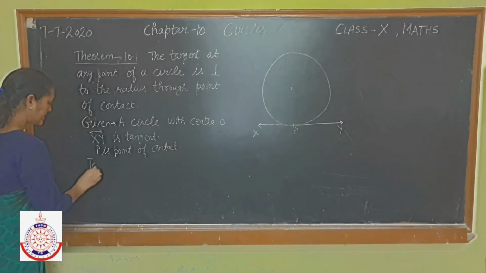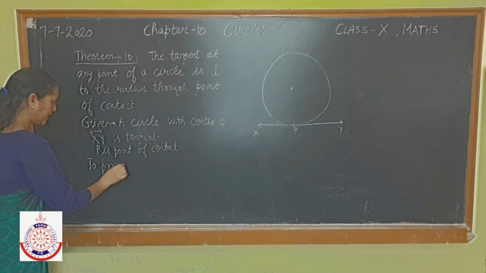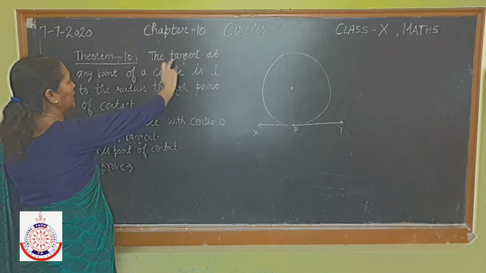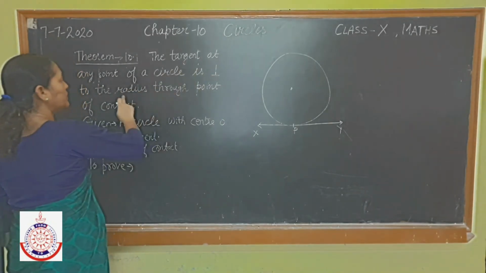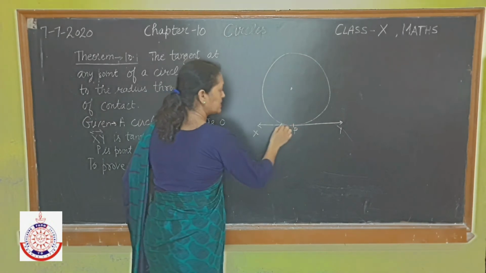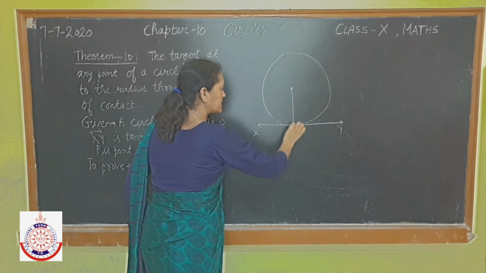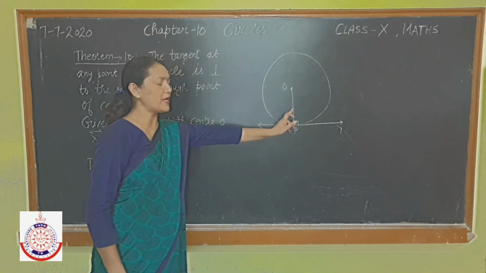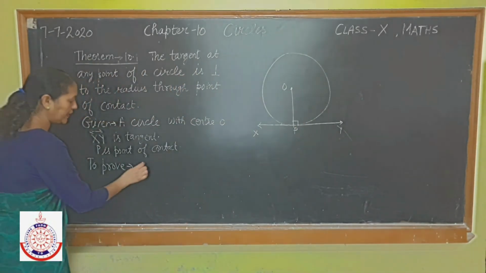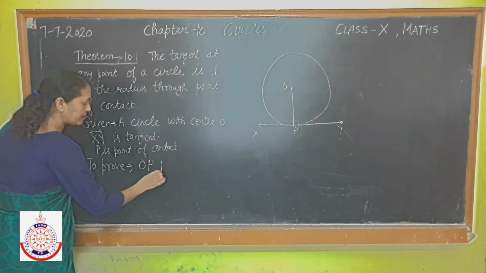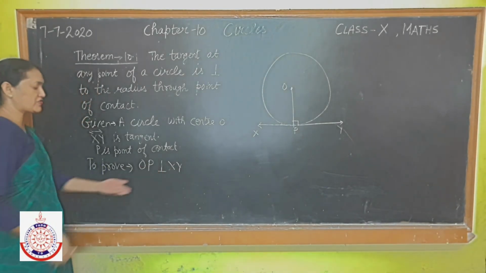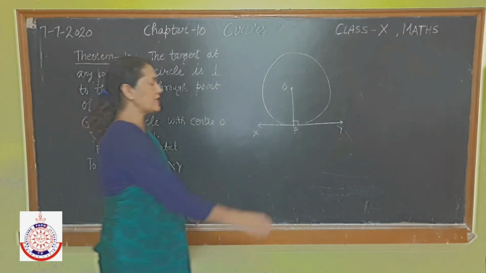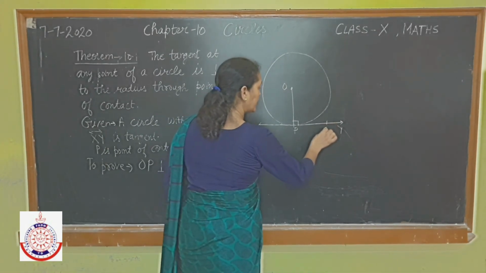What we have to prove is that the tangent is perpendicular to the radius. This is the tangent and this is the radius. And we have to prove that the tangent is perpendicular to the radius. Means we have to prove that OP is perpendicular to XY, or XY perpendicular to OP, one and the same thing. For proving this, let us take one more point, say Q.